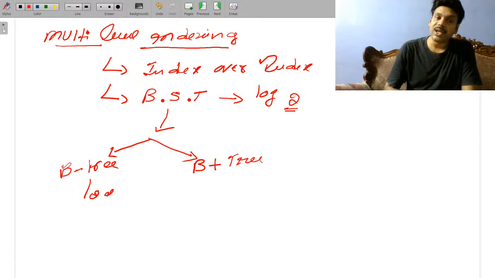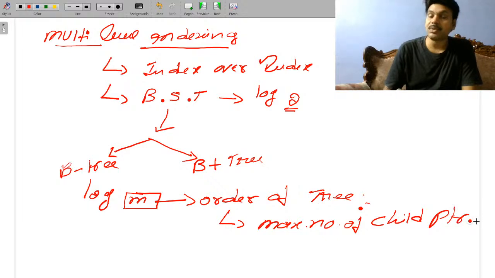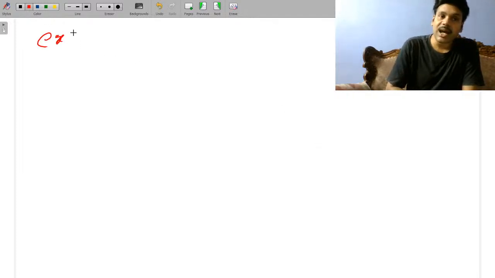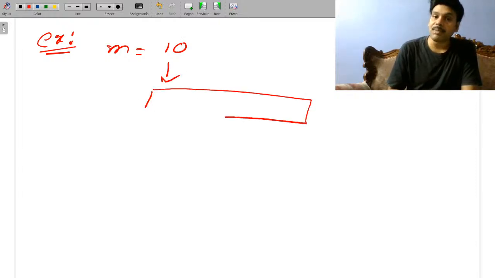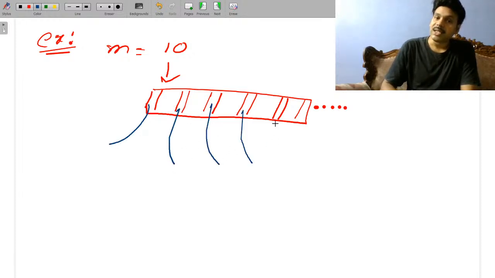So what is the power of this? We are going to represent using base m. Here m is nothing but the order of the tree. What is the order of tree, friends? Order of tree is nothing but the maximum number of child pointers. That is your m. So, what is the advantage over your binary search tree? Observe carefully. For example, m is equal to 10. What is the meaning of this 10? In a particular node, you can have 10 pointers. In a node, I can place 10 pointers, and each pointer represents one child below. Therefore, you have 10 child pointers.